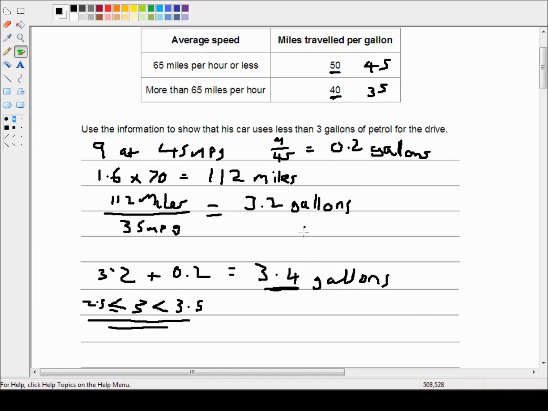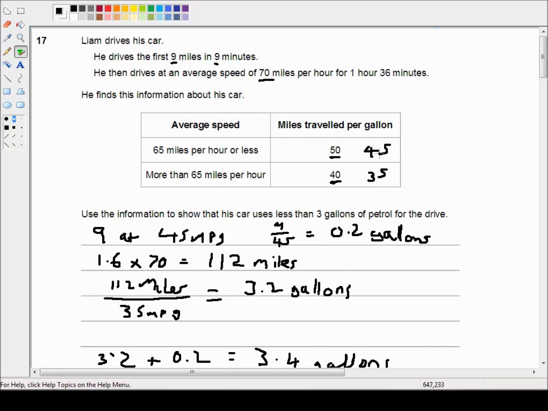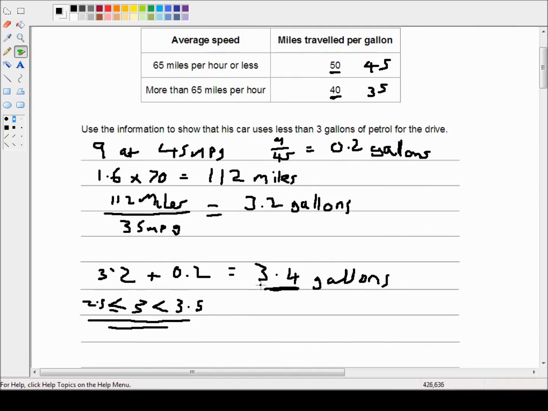Because in order to round this up to 4 gallons, we would have to say 3.5 gallons or more. So even if we're talking about upper and lower bounds, 3.4 gallons is within the upper bound of 3 gallons. So we can say he is using at most 3 gallons.